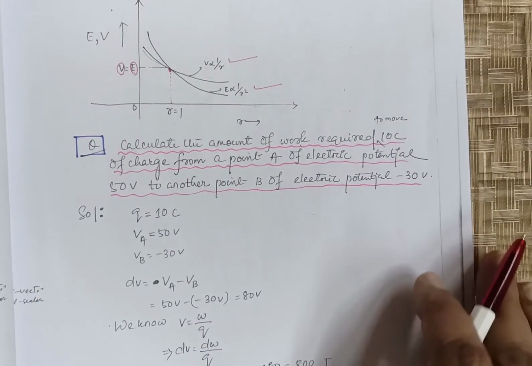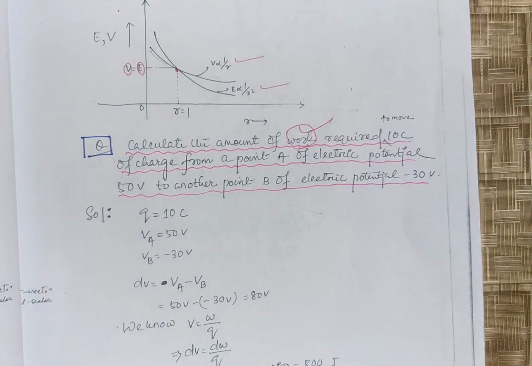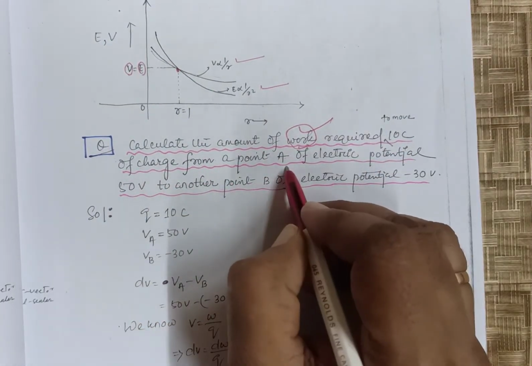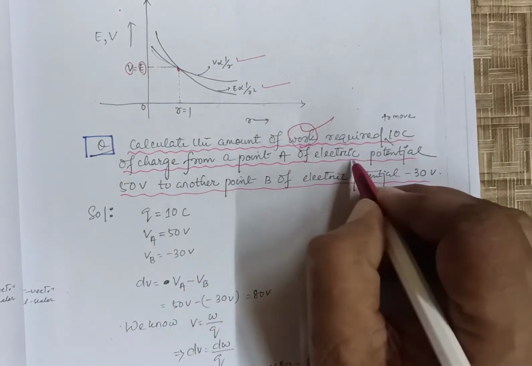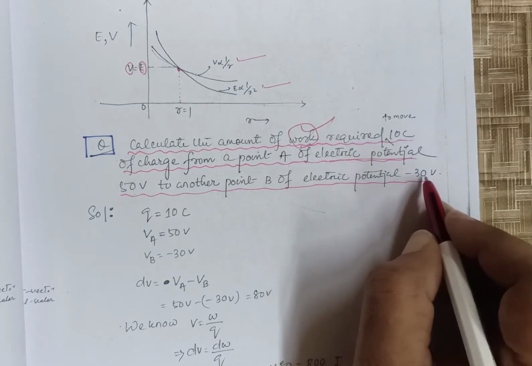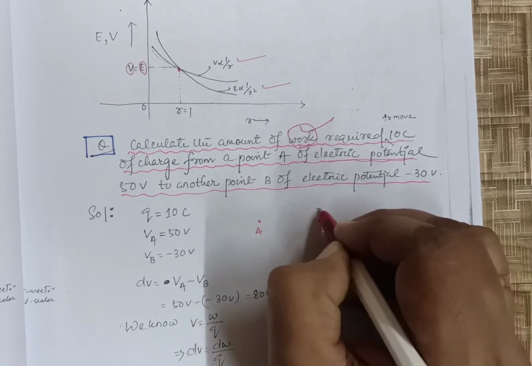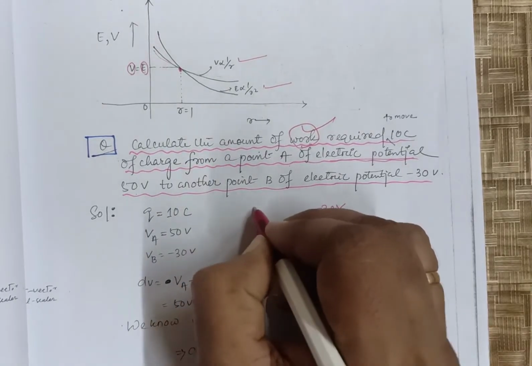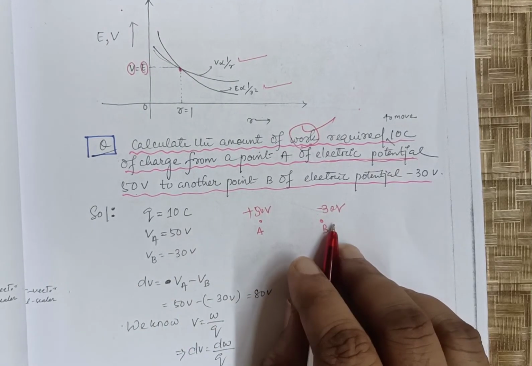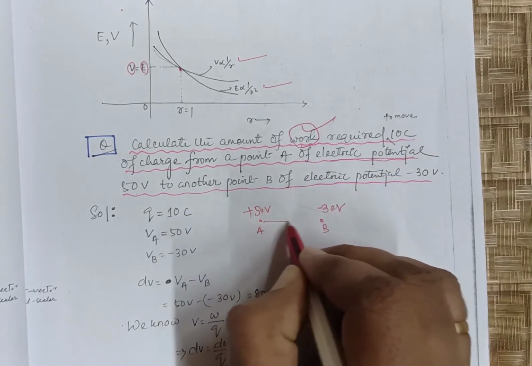Now our next query, calculate the amount of work required. We have to calculate the amount of work required to move a 10 coulomb charge from a point A of electric potential 50 volt to another point B of potential minus 30 volt. Let in this plain paper A is the point here, B is the point here. This position represents minus 30 volt and this point represents plus 50 volt. That means this is a higher potential and this is a lower potential. And a charge of 10 coulomb flows from this point to this point.